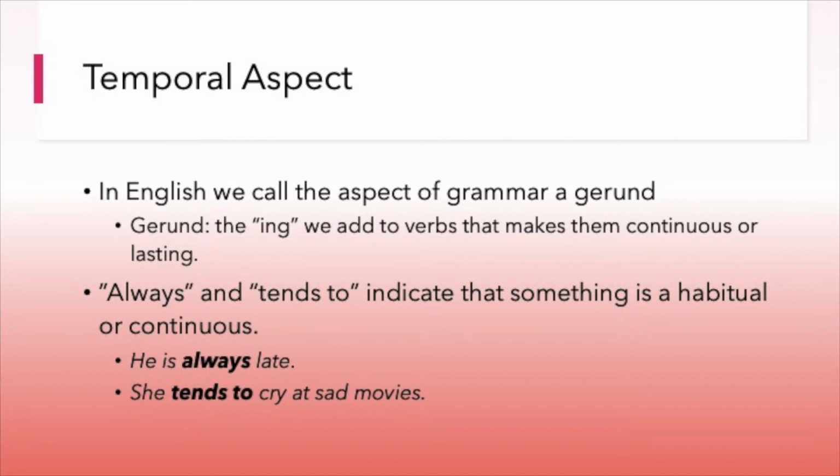The sentence, "He is always late," indicates that this is a permanent feature of his behavior. The same idea is expressed by the sentence, "She tends to cry at sad movies." The temporal aspect means that these attributes are regular and expected behaviors.